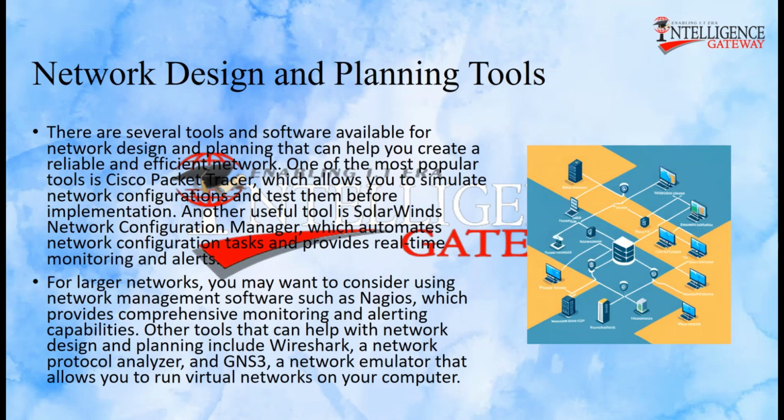Network design and planning tools. There are several tools and software available for network design and planning that can help you create a reliable and efficient network. One of the most popular tools is Cisco Packet Tracer, which allows you to simulate network configurations and test them before implementation. Another useful tool is SolarWinds Network Configuration Manager, which automates network configuration tasks and provides real-time monitoring and alerts. For larger networks, you may want to consider using network management software such as Nagios, which provides comprehensive monitoring and alerting capabilities.